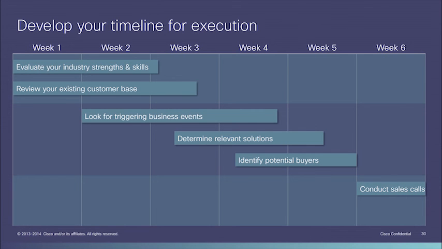Throughout this process, meet your Cisco account manager and partner account manager to identify and leverage the resources to support your opportunity. Now that you have your plan, it's time to go to market with Cisco IoT solutions.